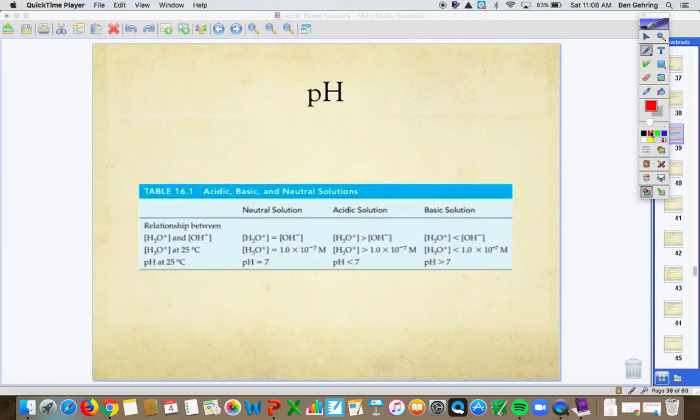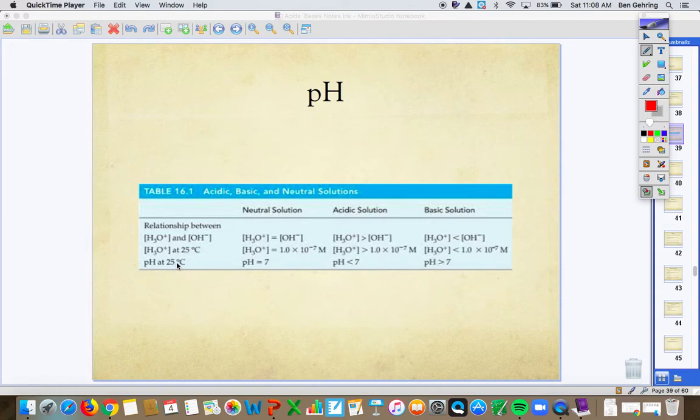So for starters, if we're looking at different types of substances, whether it's neutral, acidic, or basic. Neutral substances have equal hydronium concentrations and hydroxide concentrations, or hydrogen and hydroxide, which can be used interchangeably here. If you're acidic, your hydronium or hydrogen concentration is greater than your hydroxide. If you're basic, it's the opposite. Your hydronium or hydrogen is less than your hydroxide concentration.